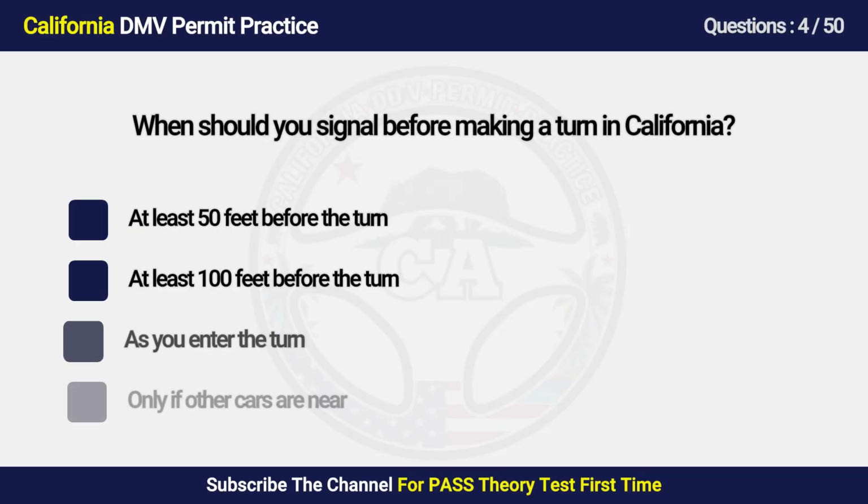Question 4. When should you signal before making a turn in California? A. At least 50 feet before the turn. B. At least 100 feet before the turn. C. As you enter the turn. D. Only if other cars are near.